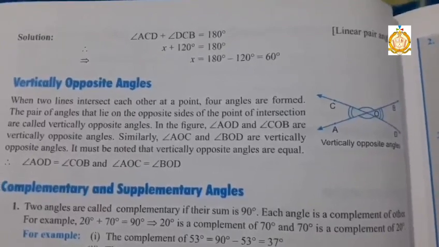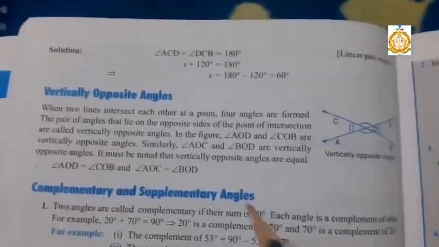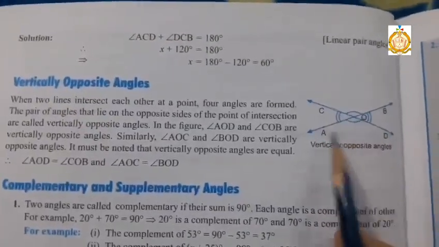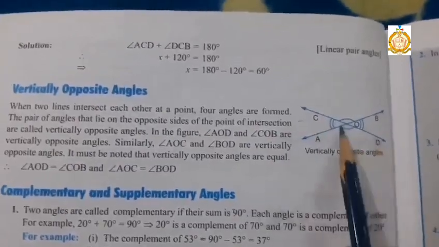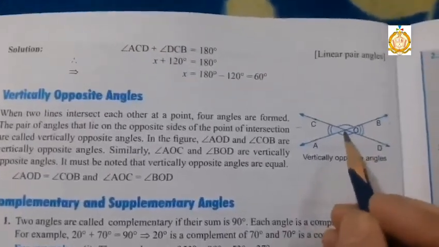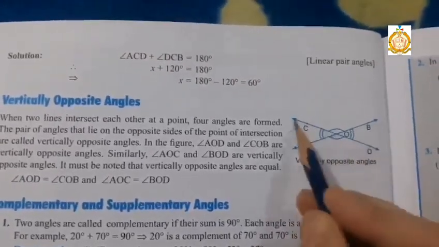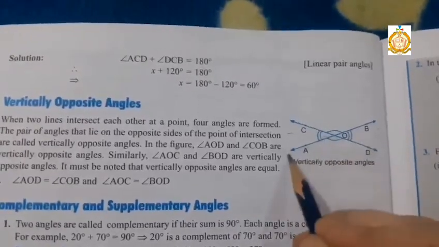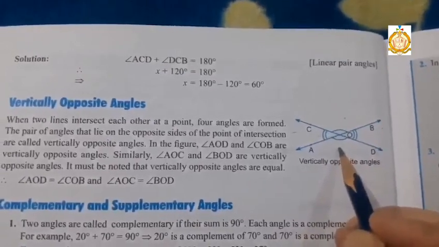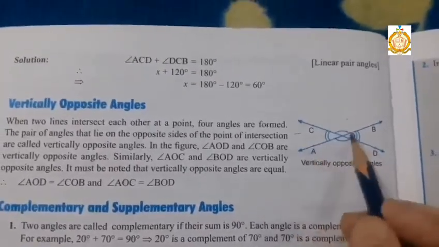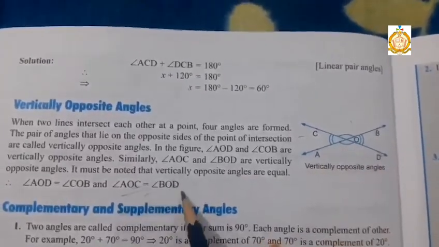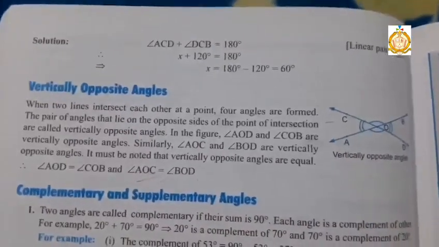Next one is vertically opposite angles. To understand vertically opposite angles, see, if two lines intersect at a point O, line AB and CD intersect at a point O, four angles are formed and the opposite angles are equal, like angle BOC is equal to angle DOA, and these two angles are called vertically opposite angle. Similarly, angle AOC and angle BOD are equal and are called vertically opposite angles.